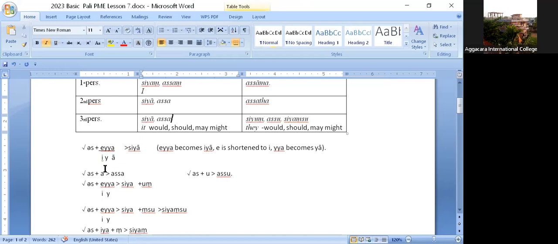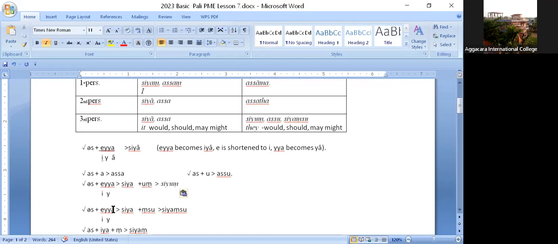And how do you get this asa? As plus A, there you got asa, where the S is doubled. How do you get this asu? As plus U, asu. This one you don't need to remember by heart, because I think nobody remembers by heart. It's just to explain to you why the changes come. Our teacher in my Pali diploma class also just explained it. If you got us and aya, you become seya. But seya plus um becomes siyum. That's how it possibly changes.